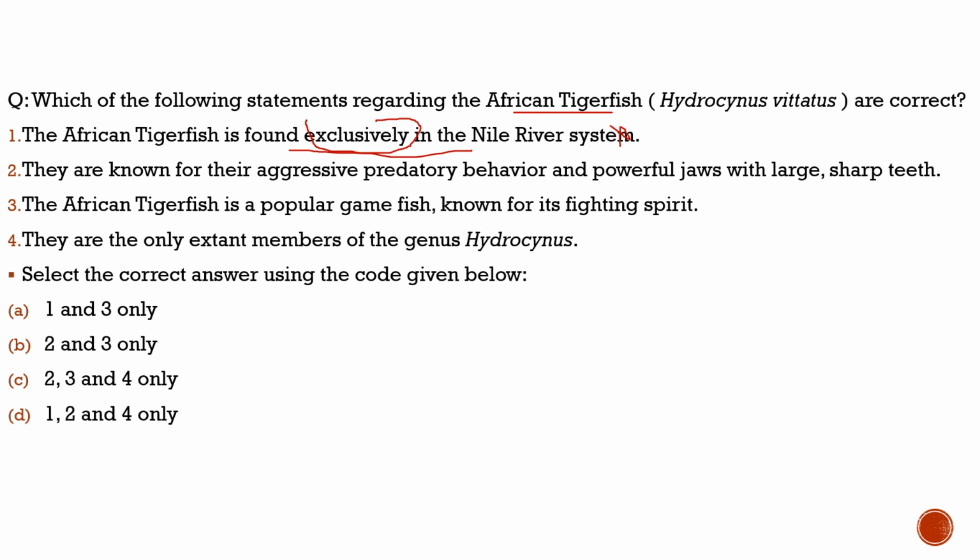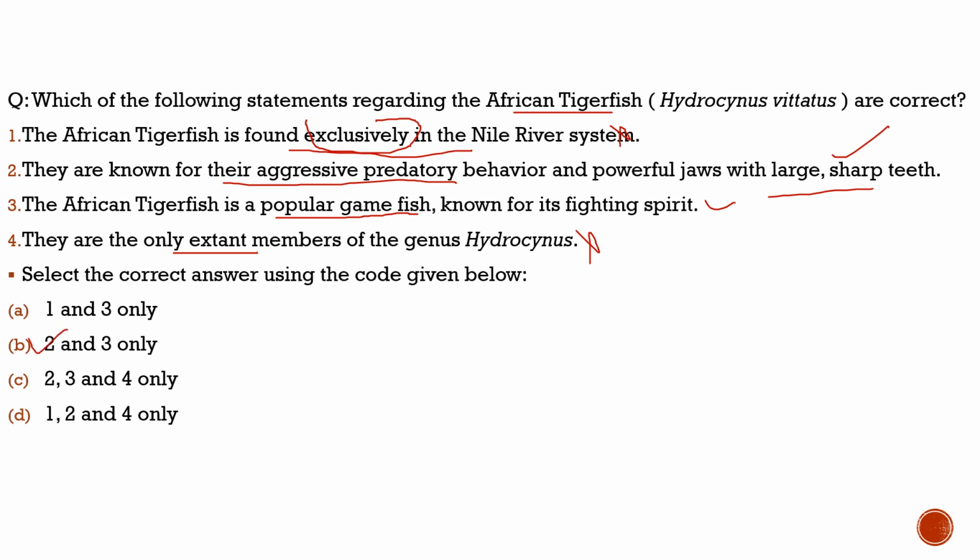Second statement: they are known for their aggressive predatory behavior and powerful jaws with large sharp teeth. 100% correct. They will leap out of the water and catch the birds. This is how they prey. Third statement: the African tigerfish is a popular game fish known for its fighting spirit. 100% correct. Fourth statement: they are the only extant members of the genus Hydrocynus. Incorrect. So the correct statements are statement 2 and 3 only, and from the code given below, the correct code would be option B.